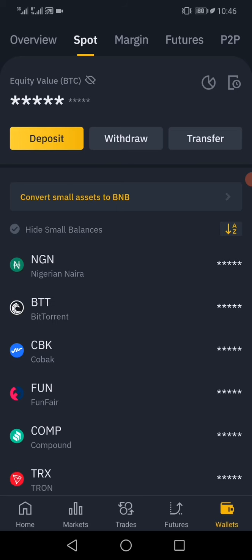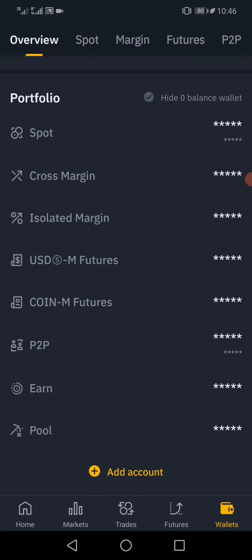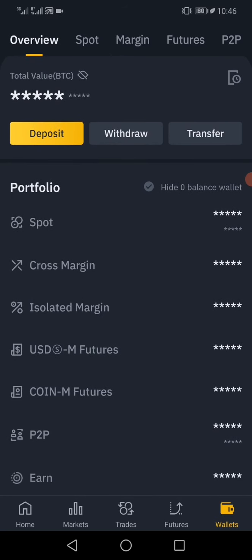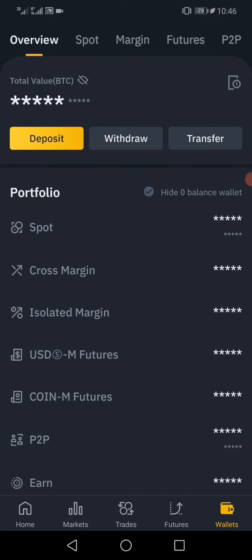So when you come to the wallet, it looks a little confusing because you will see an overview, and your portfolio will be in the spot wallet, the cross margin wallet, the isolated margin wallet, the USD futures and the coin futures wallet, and then the peer-to-peer wallet, and then you have the earn and the pool. So depending on where your funds are at a particular point in time on the Binance application, that is where you would find them. I'm sorry, I'm hiding my wallet because I wouldn't want to publicly show my assets to everyone out there. So I'll just use this as an analogy to explain what I mean.